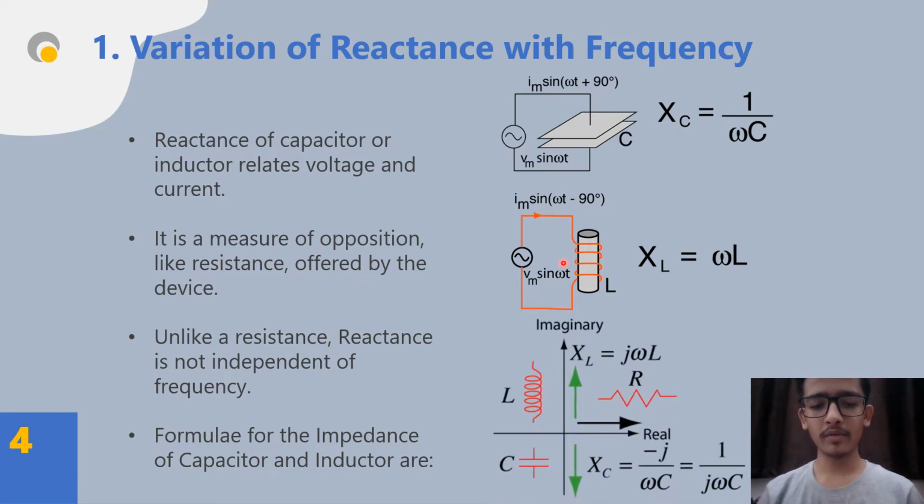And if we plot it on a phasor diagram, we can see that if we take the 90-degree axis as the imaginary axis, the capacitive reactance is given by minus j by omega C, and the inductor's reactance is given by j omega L.